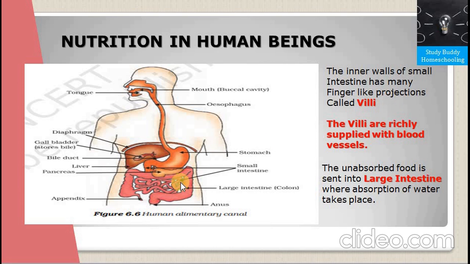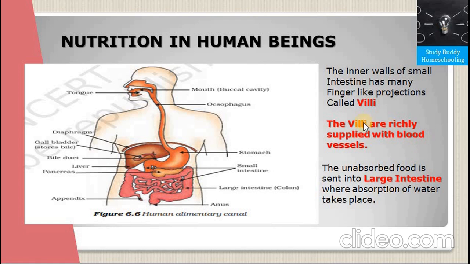So in the small intestine, all the complex carbohydrates, proteins, lipids, they are all broken down into amino acids, glucose and fatty acids and glycerol. So they are in a very simpler form. It will be absorbed by villi. What are villi? They are small finger-like projections which are present throughout the small intestine. So basically they absorb all the nutrients.